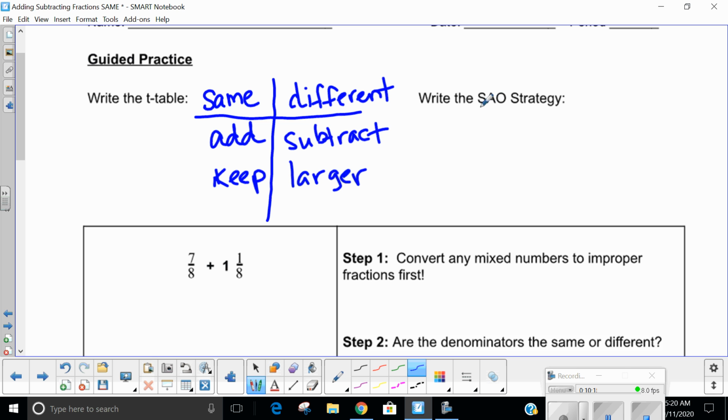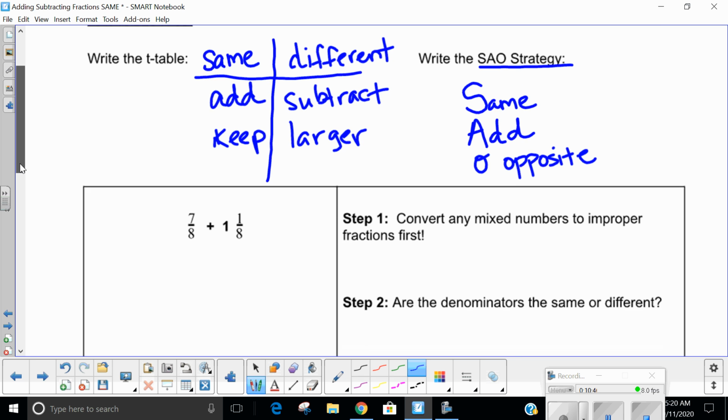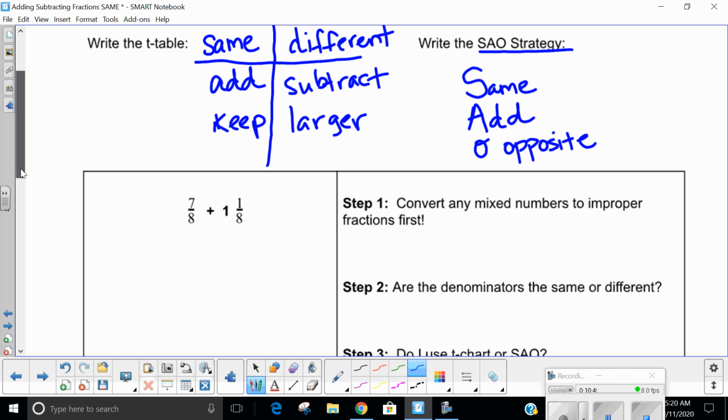Okay, and let's write out the SAO strategy. S means same: we keep the first number the same. A means add: we change minus to addition. And O means opposite: we take the last number and change it to its opposite. Okay, so now we have those strategies in front of us and we can refer back to them. So let's look at our steps.